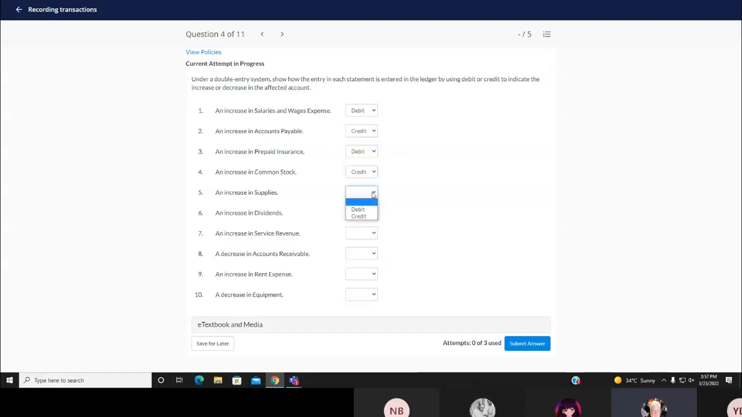Okay, number 4. An increase in supplies. Good. Supplies is an asset. Simply ask yourself, is this an asset, a liability, equity, revenue, or expense? It's only an equity if it's dividends or common stock. So all you have to deal with now is it's an asset, liability, revenue, or expense. If it's not common stock.